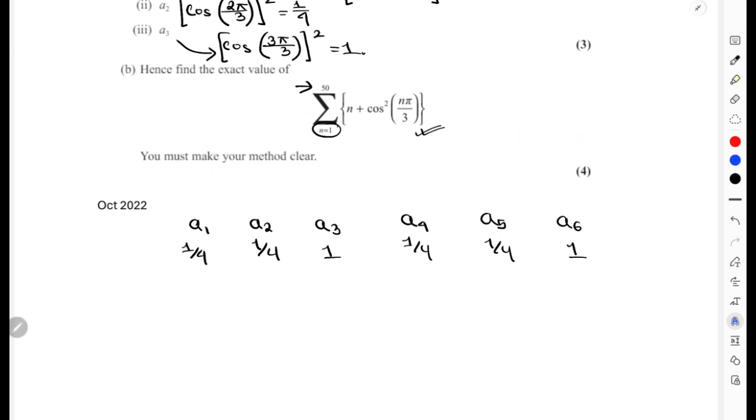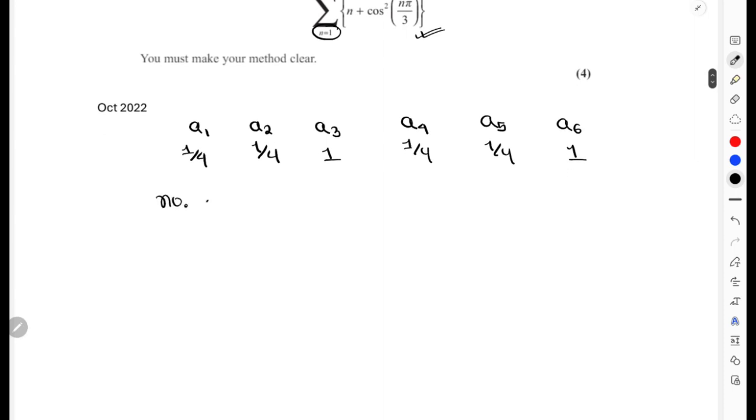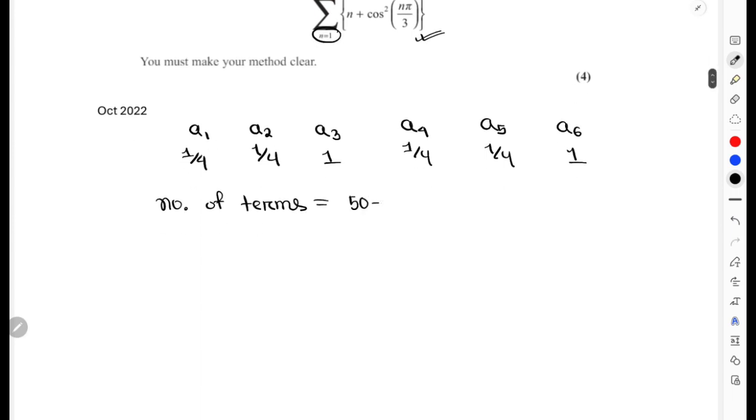Whatever the values are, 50 minus 1 plus 1, because n equals 1 is also taken into consideration. Over here, n equals 1 to n equals 50 actually stands for 50 terms. So we can find the number of terms in this format. This is always the formula that you are going to use: the highest value, which is the top one, subtract the lowest value, which is the bottom one, plus 1, which is 50 minus 1 plus 1. That is going to be 50, right?